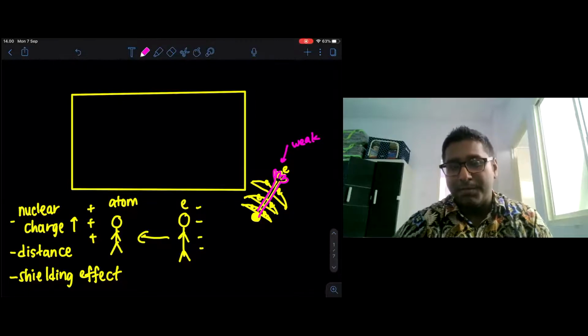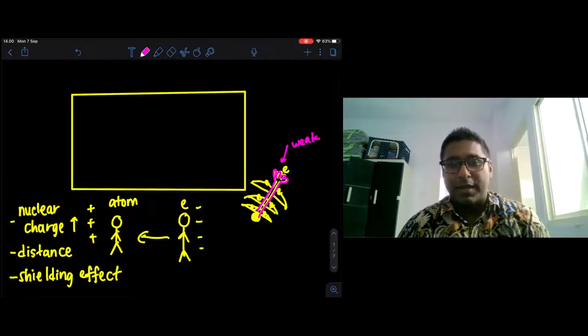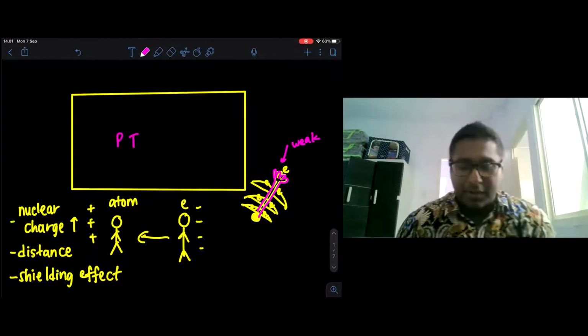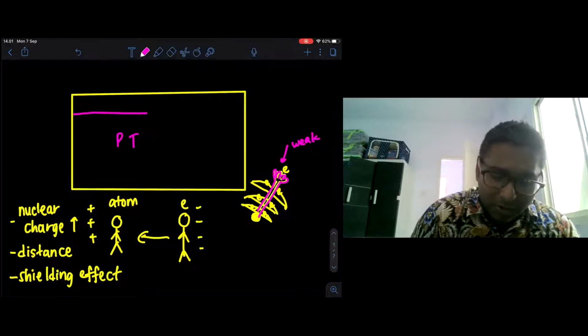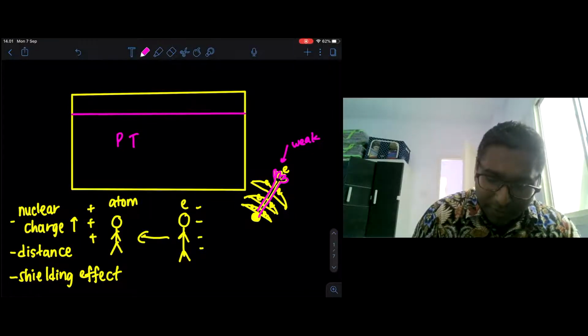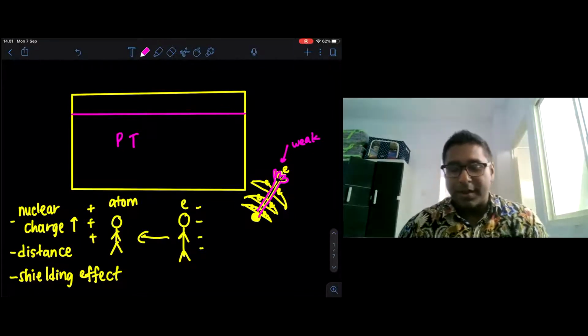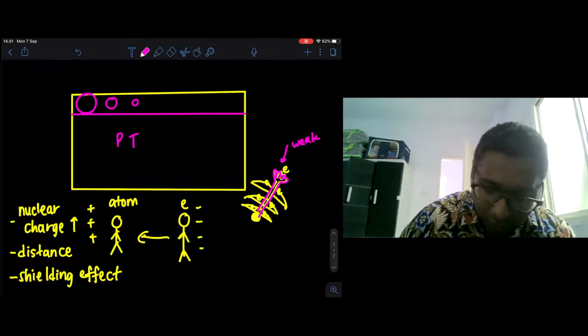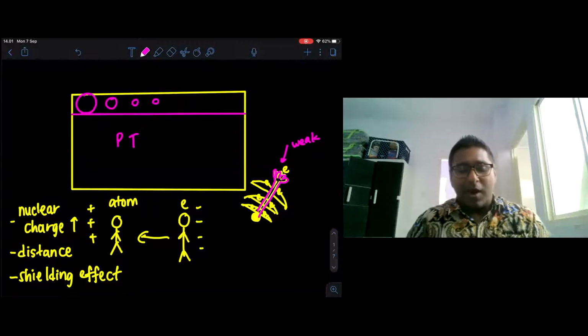Okay, it's going to actually make the attraction become weaker. Now, when we look at your periodic table, let's say we go across a particular period. If you go across a particular period, we know the atomic radius is supposed to decrease. What is the reason?